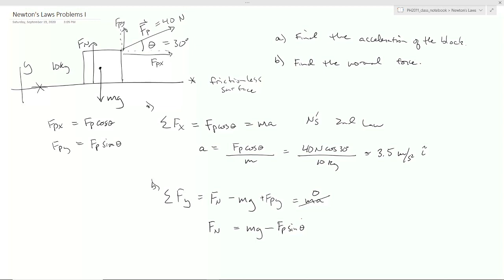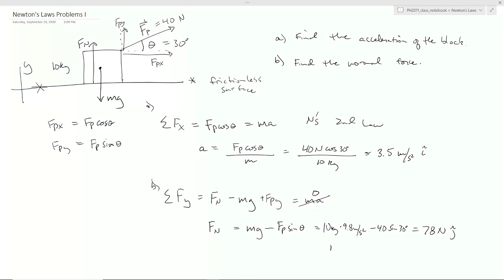And let's put in our numbers here. So this would be 10 times 9.8 minus 40 sine 30 degrees. And we would find that this is 78 newtons.